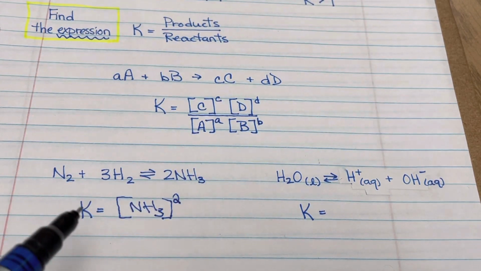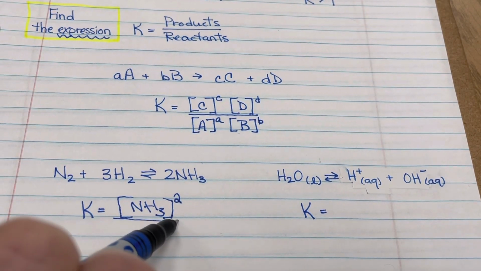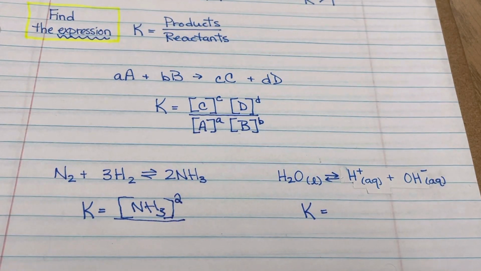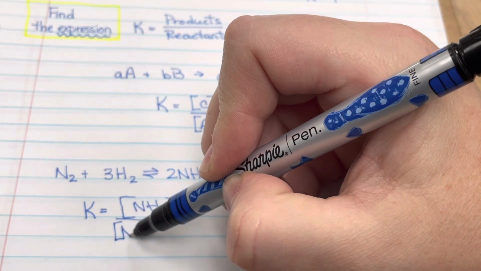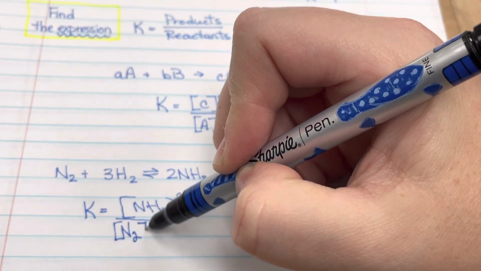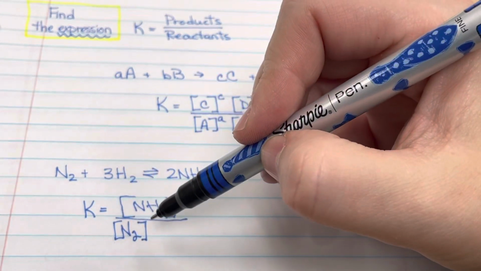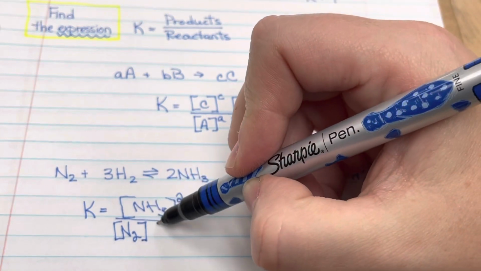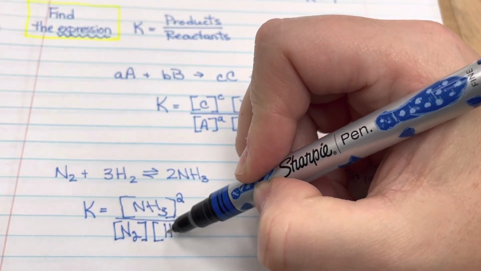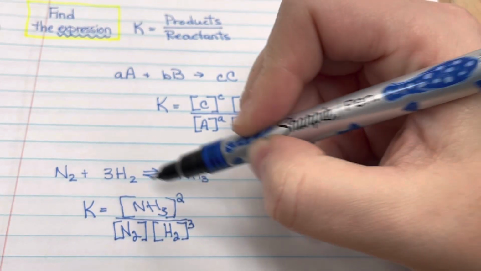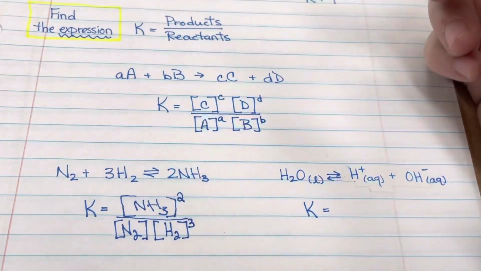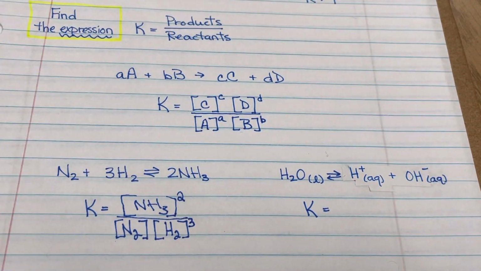So that's only product. So underneath, our nitrogen gas that we have is going to go here. Its coefficient is 1, so it's raised to the 1st. And then we're going to have our hydrogen right beside it. And it will be raised to the 3rd since it has a coefficient of 3. That is the final expression to be able to determine the equilibrium.